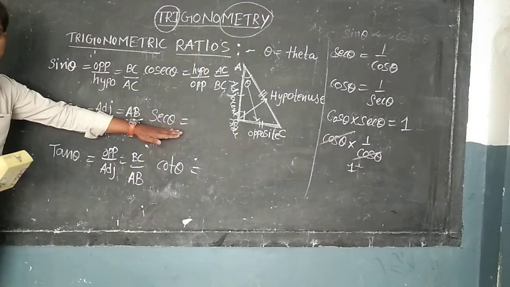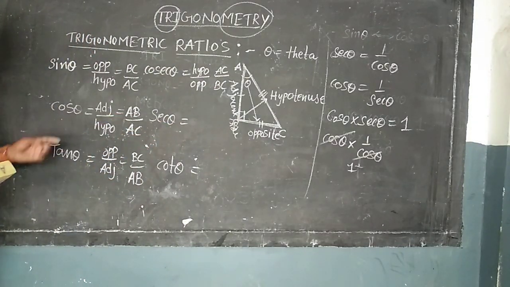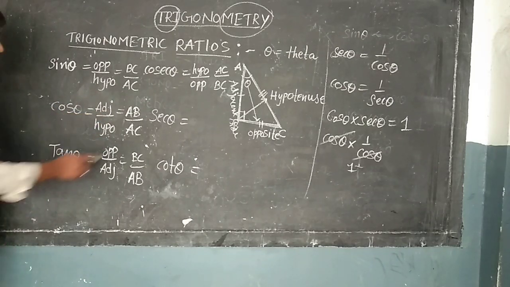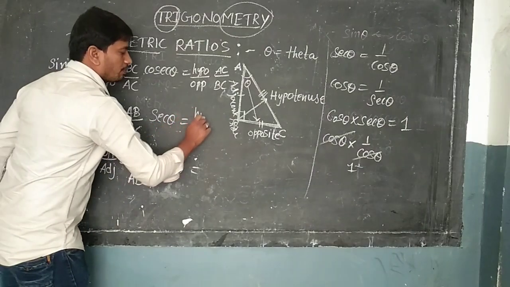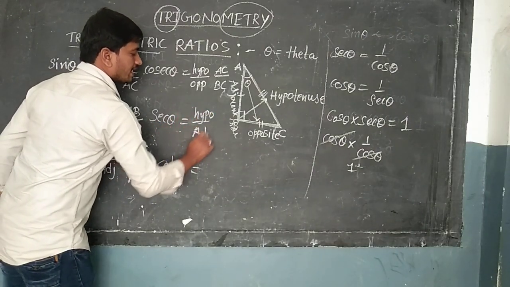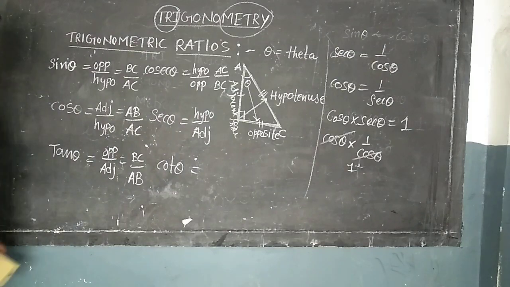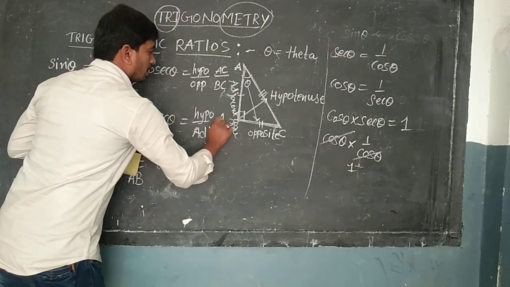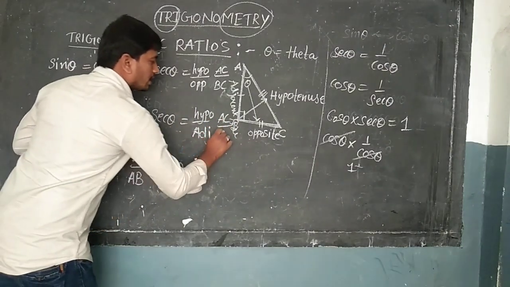Now coming to sec theta, which is the reciprocal of cos theta. As we know that cos theta is nothing but adjacent by hypotenuse, so sec theta is hypotenuse by adjacent. So hypotenuse is AC and adjacent is AB.